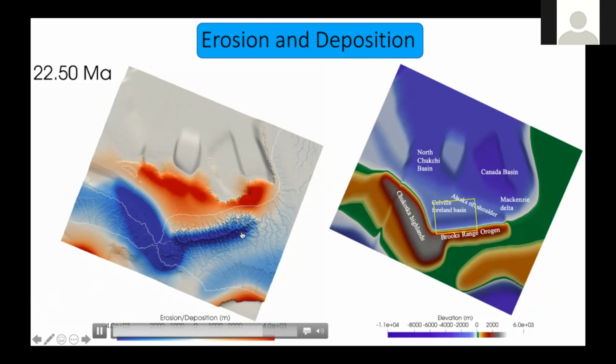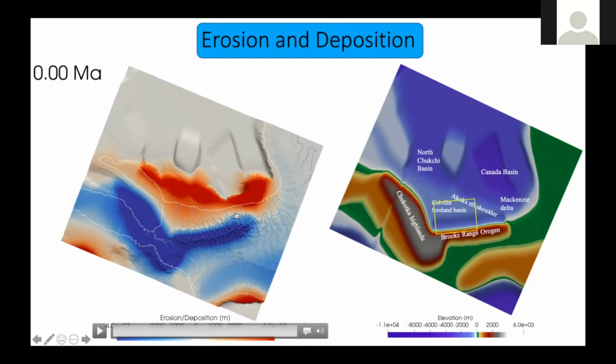The model also captures another uplift event on the eastern end of the Brooks Range in the Paleogene, which resulted in northward directed sediment dispersal over the eastern end of the Alaska Rift Shoulder. These mentioned depositional trends and provenance areas are similar to those observed from the sedimentological record.